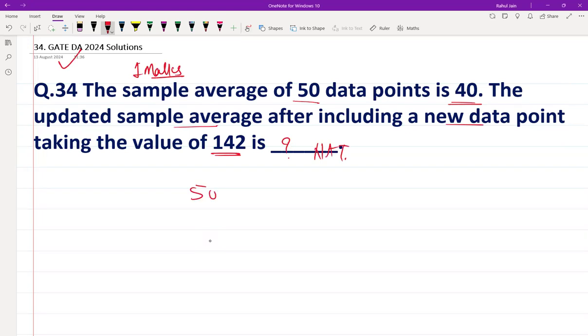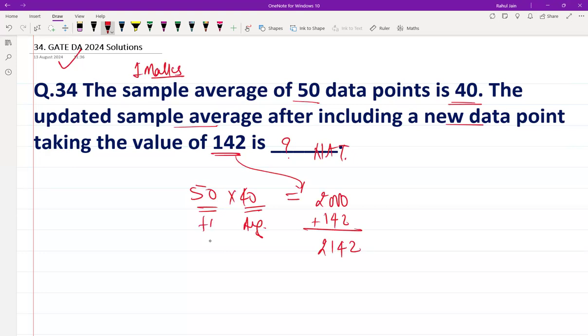So initially we have 50 data points and their average is 40. So if I multiply the average by 50 data points, I get the sum 2000, and one more new data point is added, that is 142. So the updated sum is 2142, but now we have added one more data point, so the count becomes 51. I just need to divide 2142 by 51, and I will get 42.